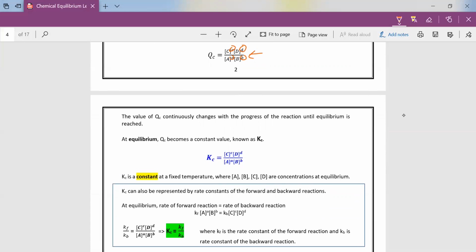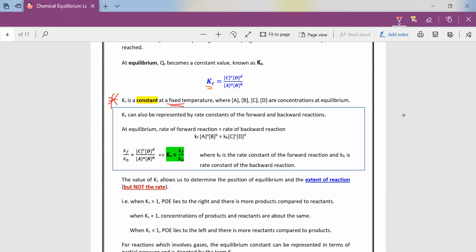At equilibrium, Qc becomes a constant value called Kc. It's vitally important for us to know that Kc is a constant at a fixed temperature. The concentrations of A, B, C, and D have to be the concentrations at equilibrium. If we slot in those values at equilibrium, you will get the same Kc value if the temperature is the same.